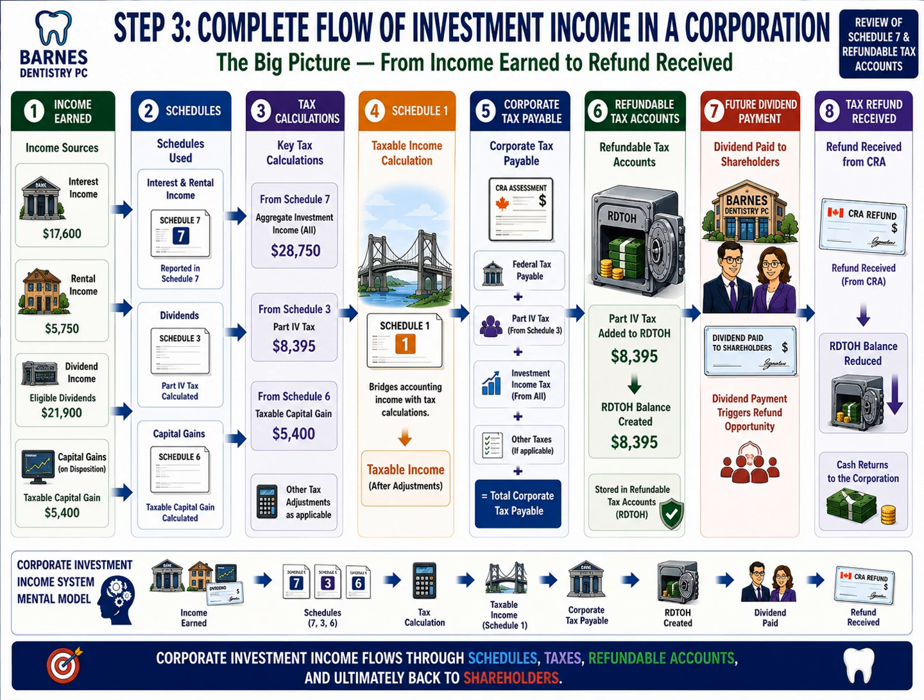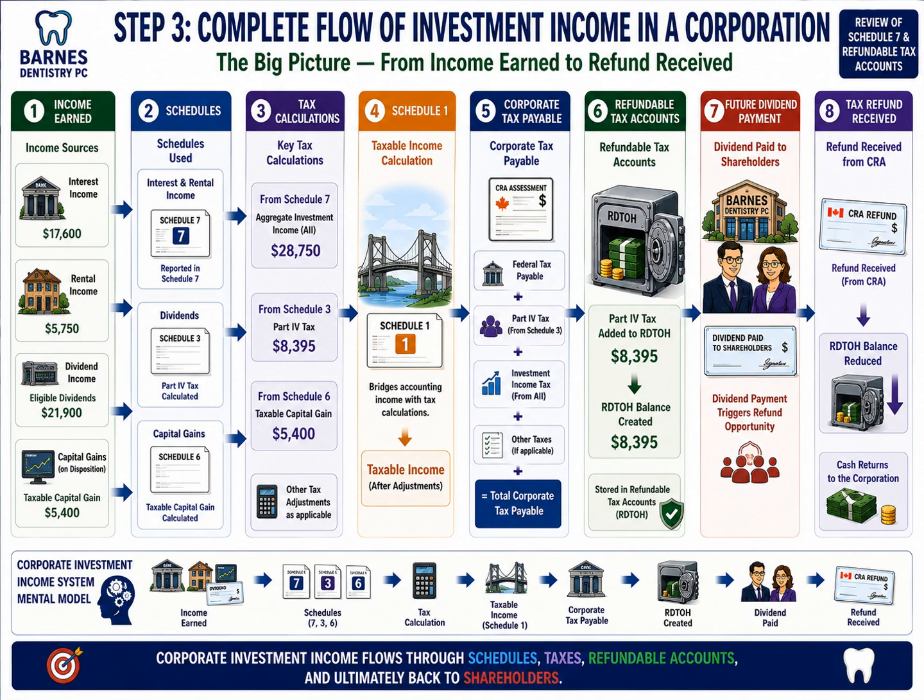Finally, we arrive at the last stage, the tax refund. When the required conditions are met, the corporation may receive a refund from the Canada Revenue Agency. As the refund is received, the RDTOH balance is reduced. The refundable tax account has completed its purpose, and the cycle is complete.